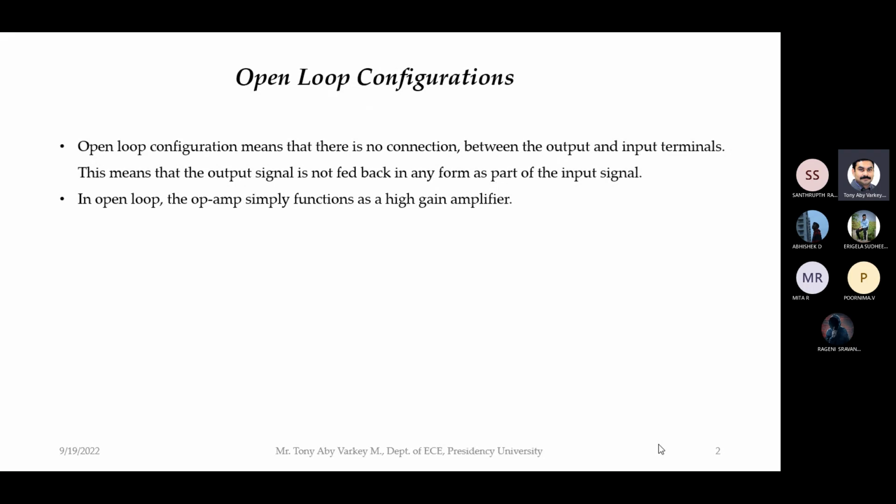So in open loop, the op-amp simply functions as a high gain amplifier. The application of op-amp in open loop is very limited because it is just a very high gain amplifier.